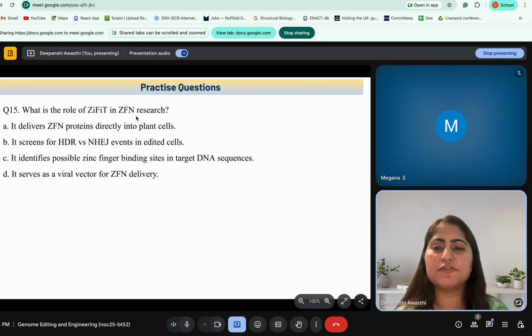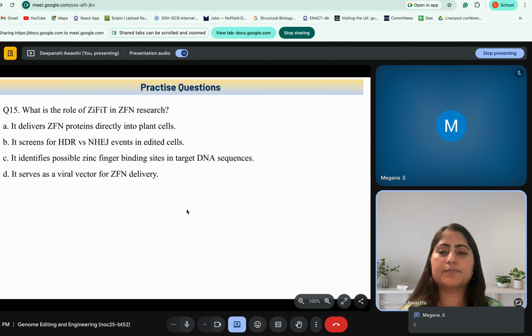Next question is what is the role of ZIFIT in ZFN research? Option A, it delivers ZFN proteins directly into the plant cells. Option B, it screens for the homology dependent repair versus NHEJ events in the edited cells. Option C, it identifies possible zinc finger binding sites in the target DNA sequences. And option D, it serves as a viral vector for ZFN delivery.